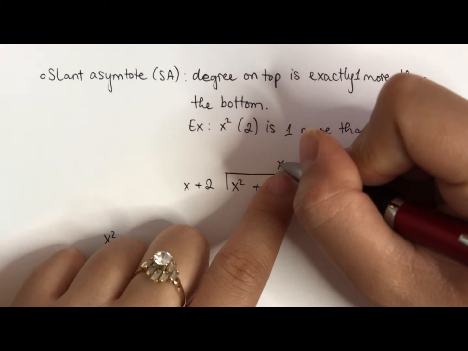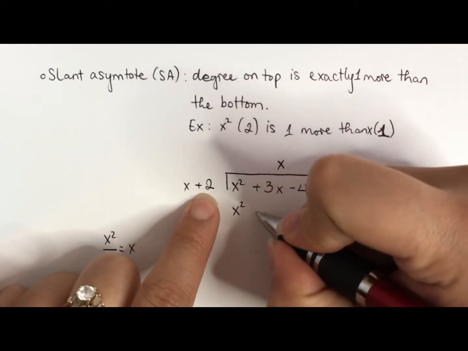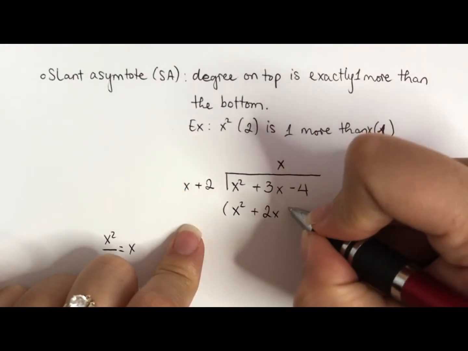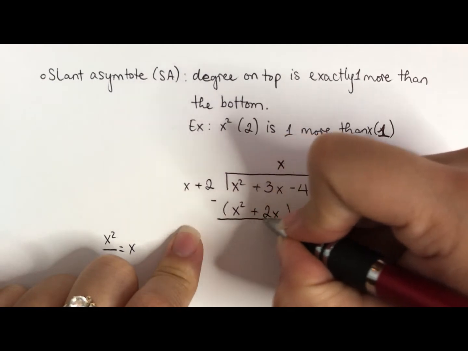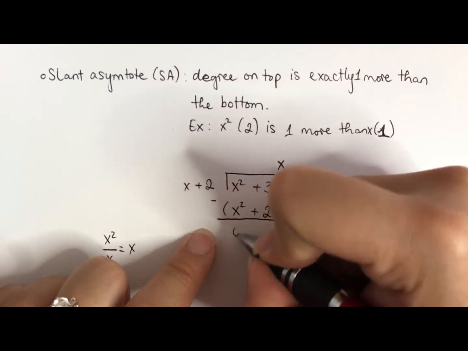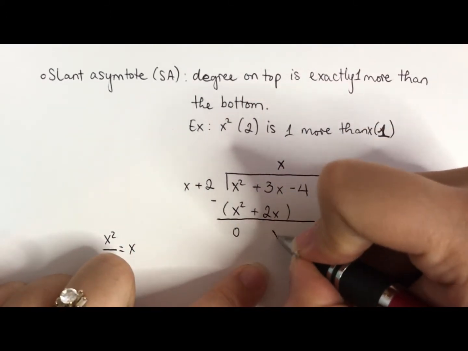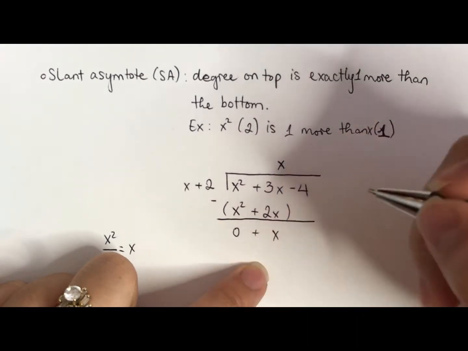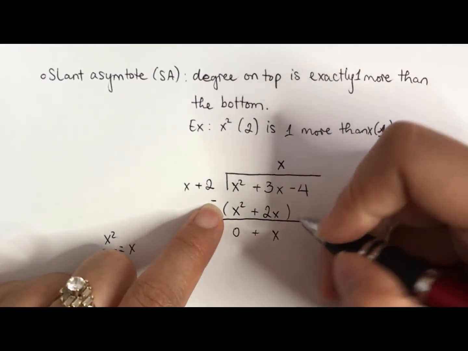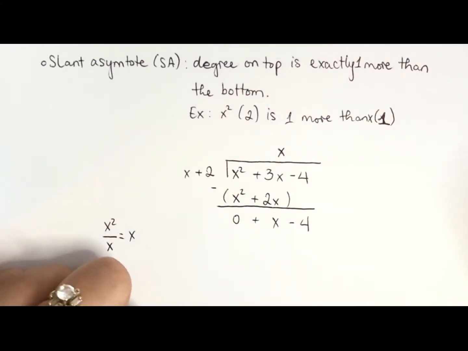Then you multiply x times x is x squared. X times 2 is 2x, positive 2x. Then you subtract all of that. 2x minus 2x is 0. 3x minus 2x is 1x. And negative 4 subtract nothing, negative 4 subtract 0 is just negative 4.